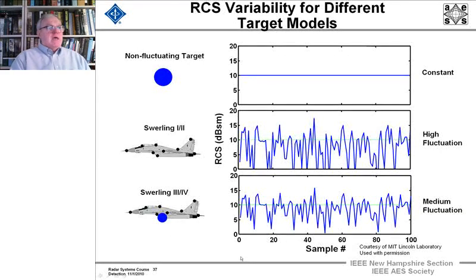Okay, now let's just look at what these actually look like to the eye. A non-fluctuating target, it's just constant. A swirling class 1 or 2 have high fluctuations. The fluctuation rate is quite high. And the swirling 3 and 4, the fluctuations are medium. And here's the sample number. And the whole time, the thing you want to worry about, whether it's 1, 2, or 3, or 4, is how often, how quickly you make the next sample.